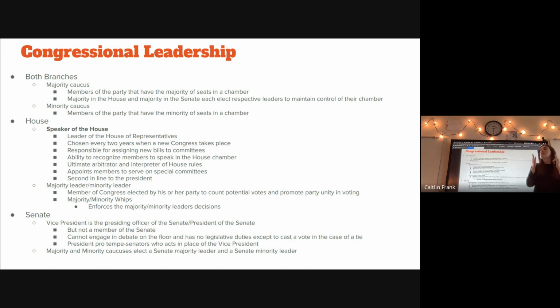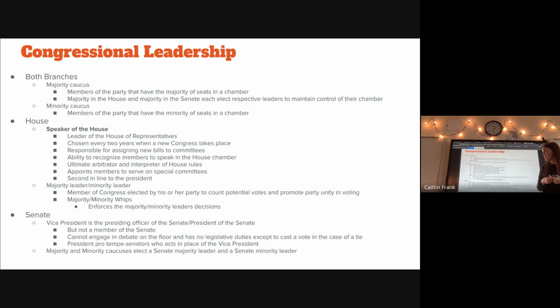And the most powerful position in Congress is the Speaker of the House. This is a position in the House of Representatives. It does not exist in the Senate. But they have so much power in determining what happens on the House floor, who goes to what committees, what bills go to each committee, that it ends up being a very, very important position in the whole sector of Congress.